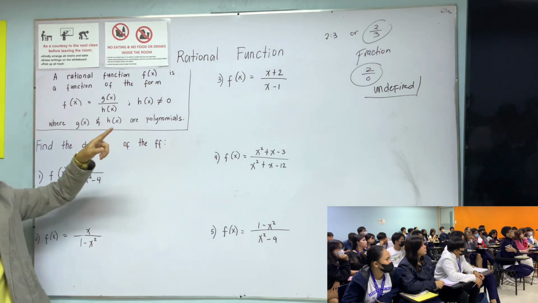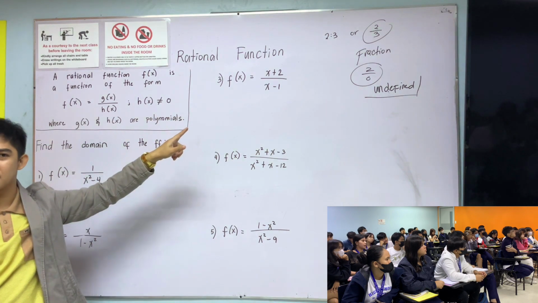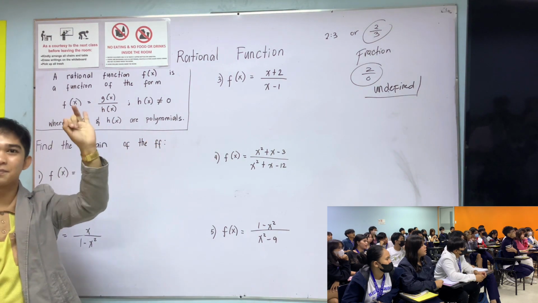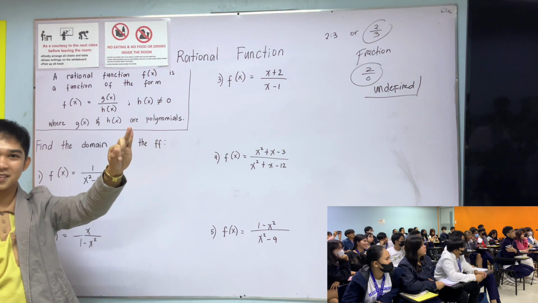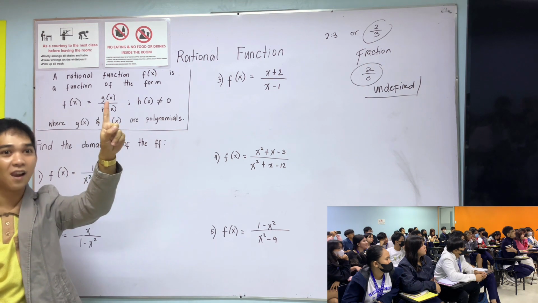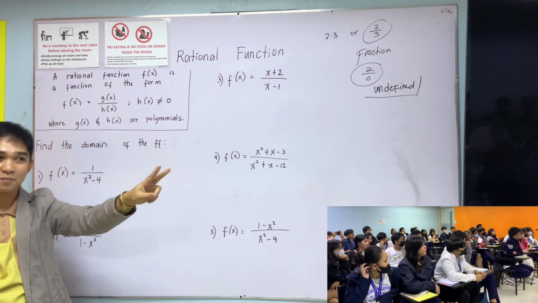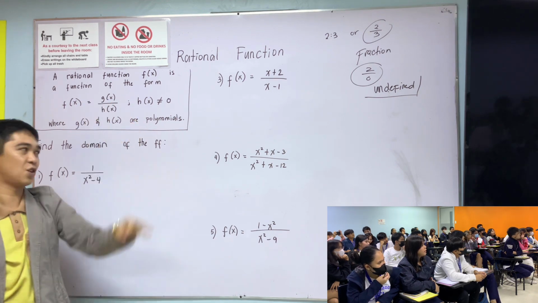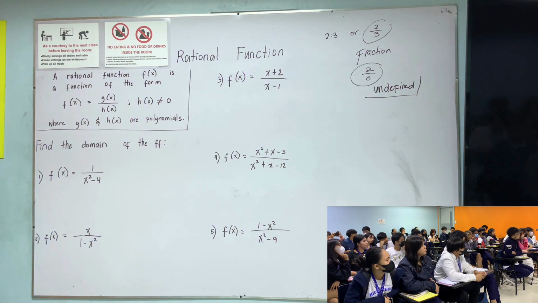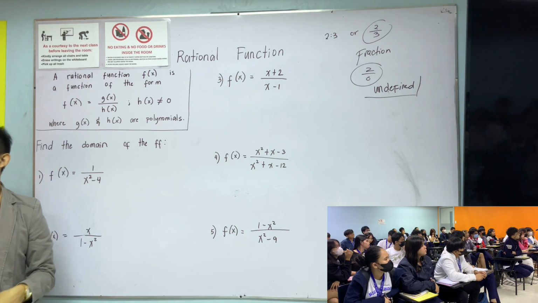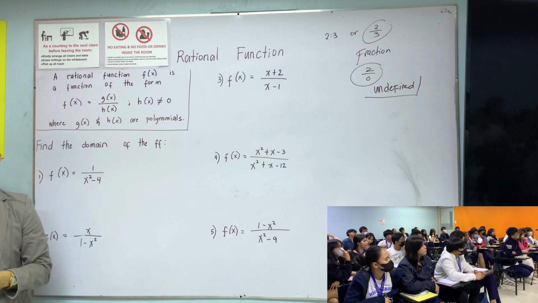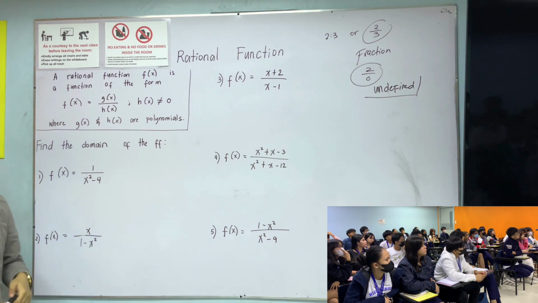Or what are the different types of polynomials? Paano pag single? Monomial. Pag two terms? Binomial. Pag three terms? Trinomial. Okay? So, ayun. Now, let us find first the domain of the rational function.